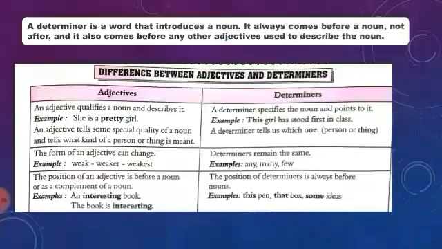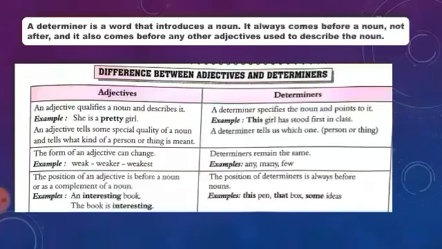So students, according to the definition, a determiner is the word that introduces a noun and it always comes before a noun and not after the noun. It also comes before any other adjectives used to describe the noun. So that is very important.